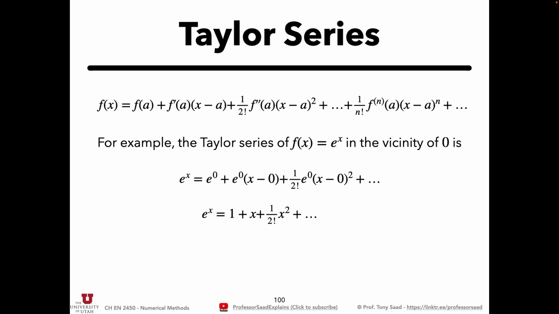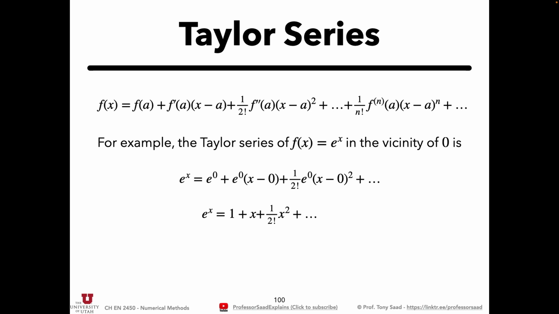So a is equal to 0. It becomes e to the 0 plus e prime at 0, which is e to the 0, because the derivative of the exponential is itself, right? And so on and so forth. And that's where you get this polynomial formula for the exponential. It is nothing more than the Taylor series of the exponential in the vicinity of 0.